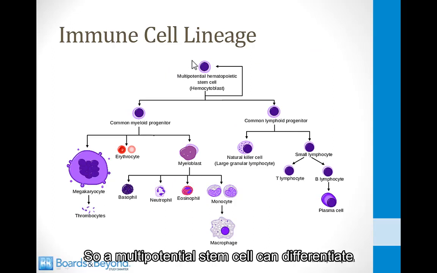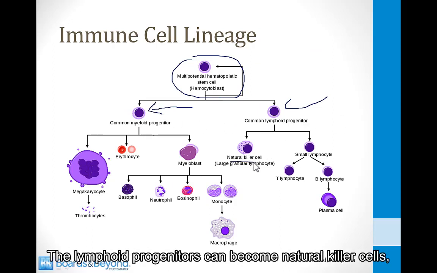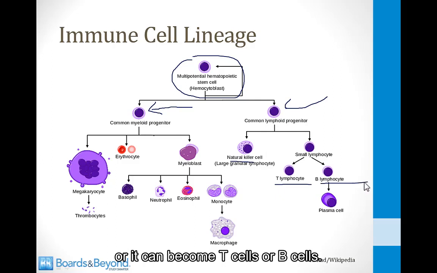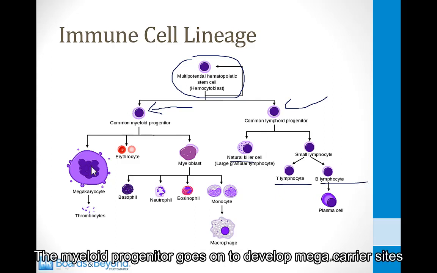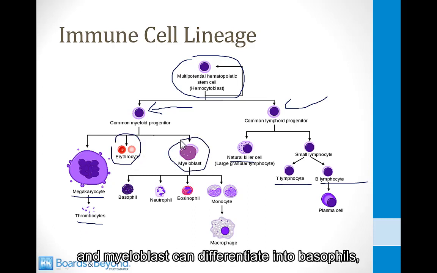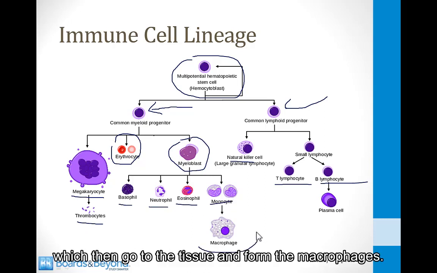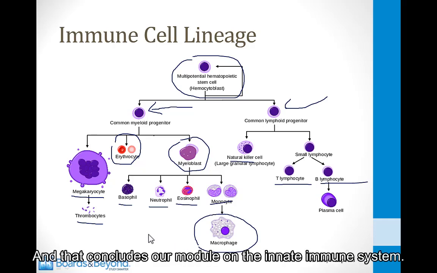Finally, let me describe the lineage of immune cells, or the way they develop from stem cells in the bone marrow. So a multipotential stem cell can differentiate into a lymphoid progenitor or a myeloid progenitor. The lymphoid progenitors can become natural killer cells or can become T cells or B cells. The myeloid progenitor goes on to develop megakaryocytes, which become the platelets or red blood cells, and they can also form myeloblasts, and myeloblasts can differentiate into basophils, neutrophils, eosinophils, or the monocytes, which then go to the tissue and form the macrophages. And that concludes our module on the innate immune system.